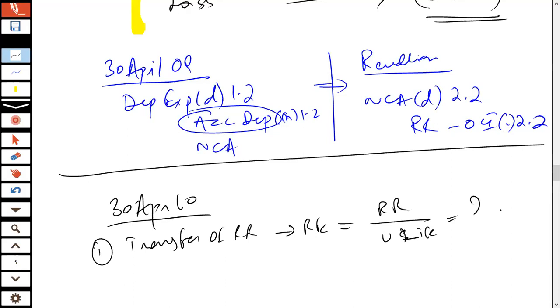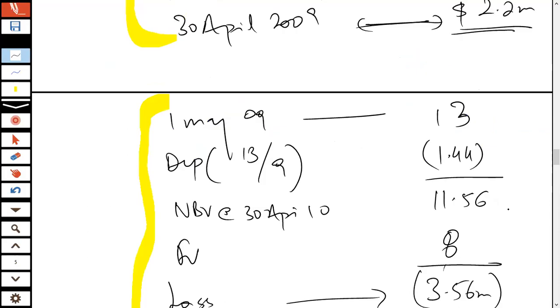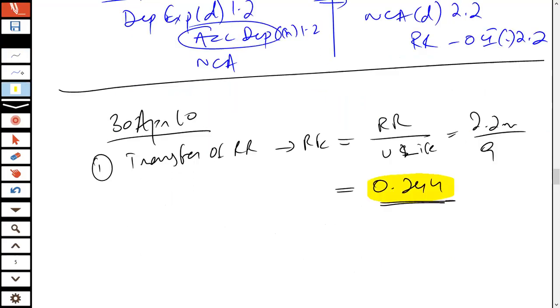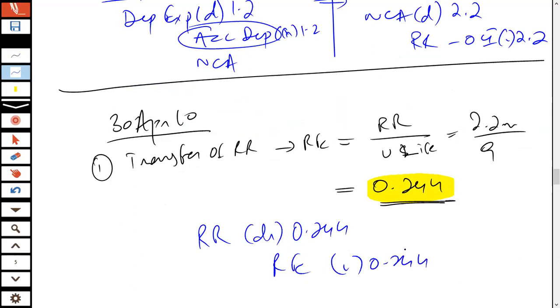It's the revaluation reserve divided by remaining useful life. So 2.2 million was the revaluation reserve, and you have to divide it by 9 years. 2.2 divided by 9 years gives you 0.2444. So what actually happens is you'll find this double entry, which is the revaluation reserve is going to be debited by 0.244 and the retained earning is going to be credited by 0.244.